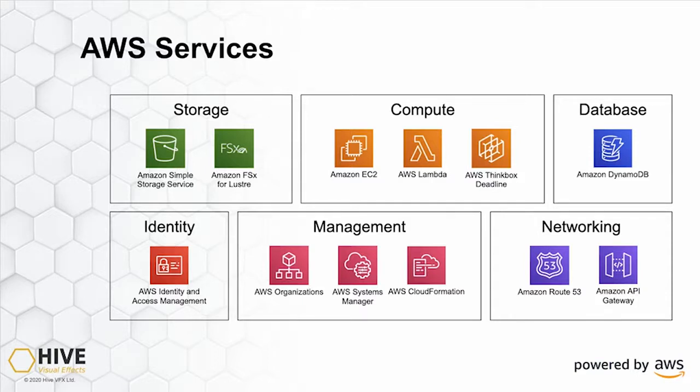There's also a small database component we need to store some infrastructure information. For that, we'll take a look at DynamoDB. Any AWS architecture needs to incorporate identity and access management. We won't go very deep into IAM, but it will be sprinkled throughout this demo.